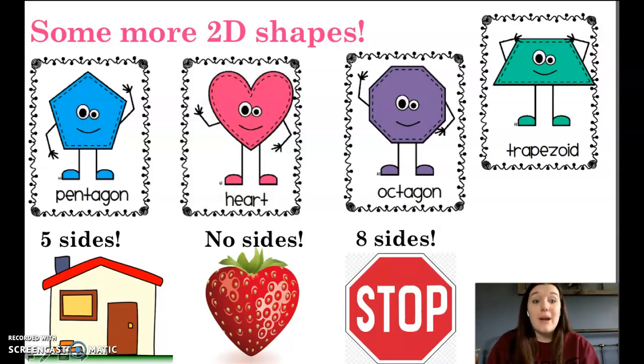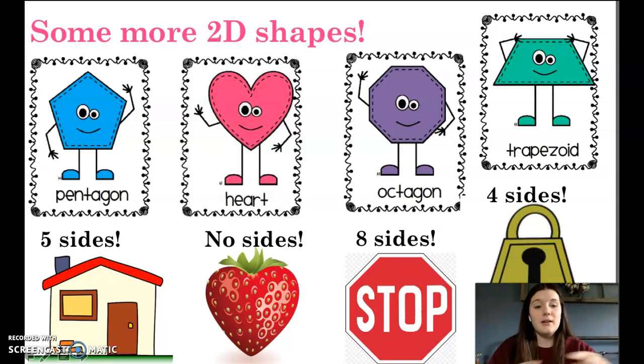And lastly is a trapezoid. This might be a tricky word. It has 4 sides, and a real life example is a lock at the bottom. Trapezoids can be long, or they can also be really short, but as long as their 2 sides are kind of coming out a little bit more than a square, and a little bit less than a rectangle, it's considered a trapezoid. All right, so that's all for our lesson on shapes today.